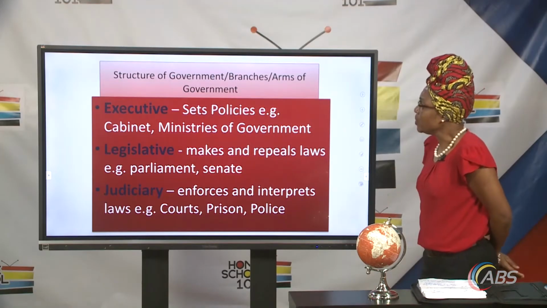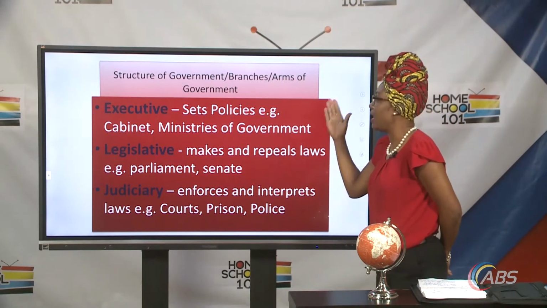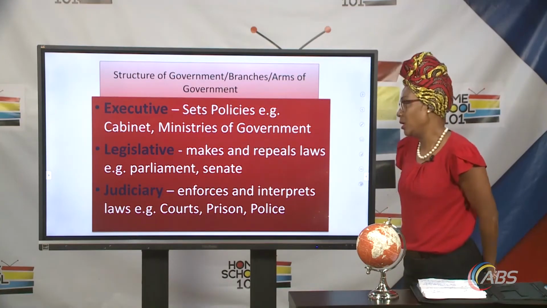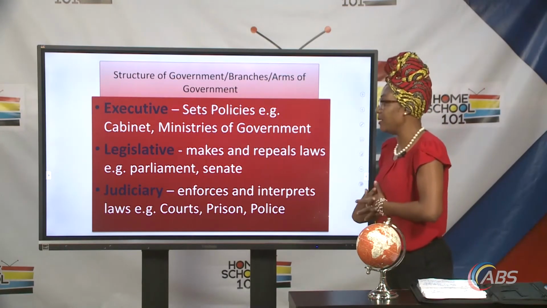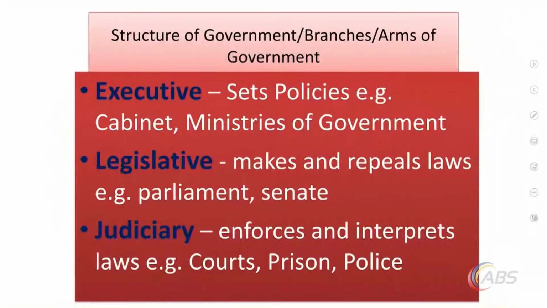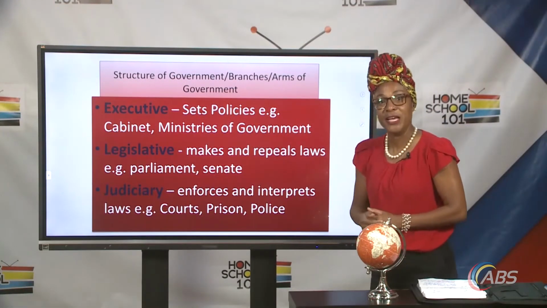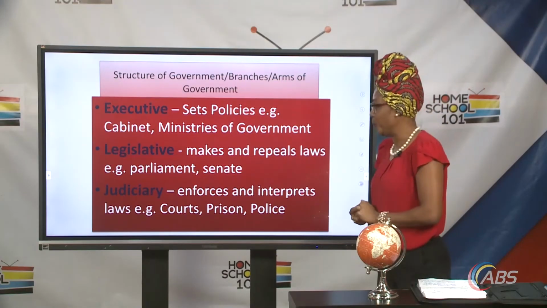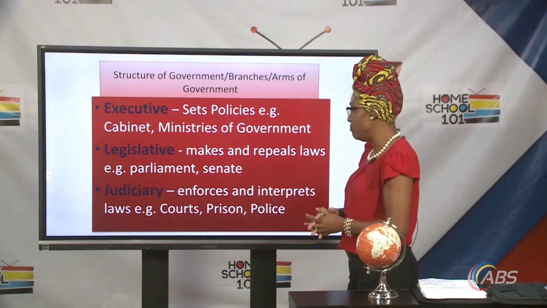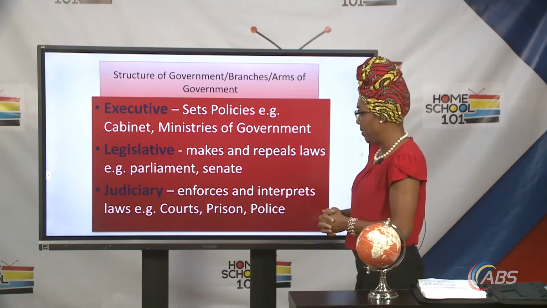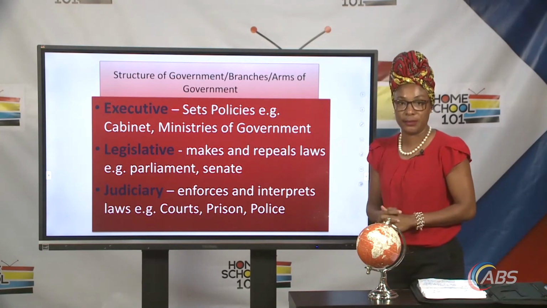Okay, structure of government, the branches, arms of government. The executive branch, of course, students, this is where the policies are set. For example, within the cabinet, the ministries of government. And of course, we know all the different ministries, such as the Ministry of Education, the Ministry of Health, the Ministry of Information, where we are right now, disseminating this information for you. Okay, we also have the legislative branch. This is the branch that makes and repeals laws, for example, Parliament, and within it the Senate.